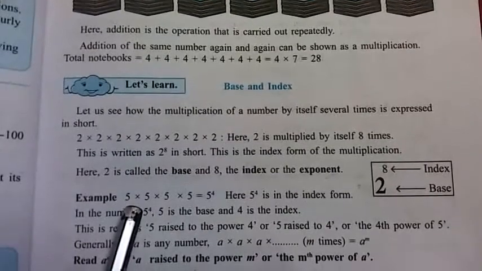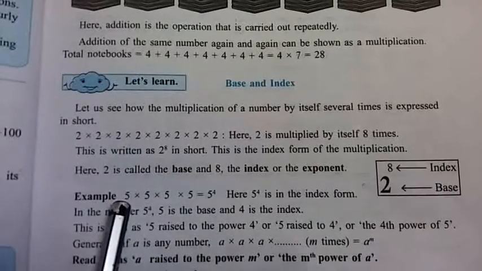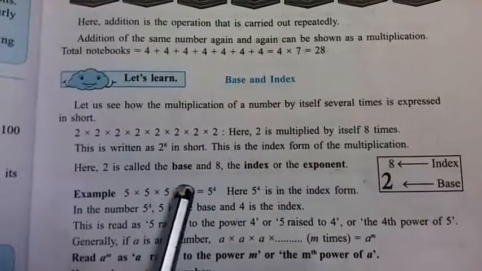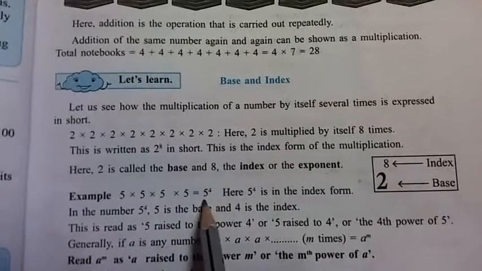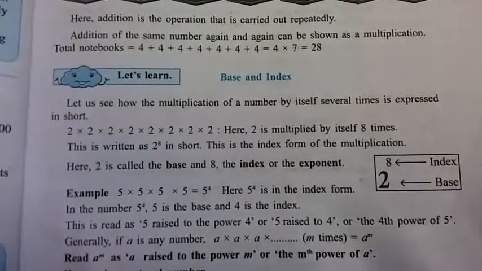See, similarly 5 multiplied by 5 multiplied by 5 multiplied by 5. 5 is base and how many times is 5 multiplied? 1, 2, 3, 4. Means 5 raised to 4. 5 is base and 4 is index.